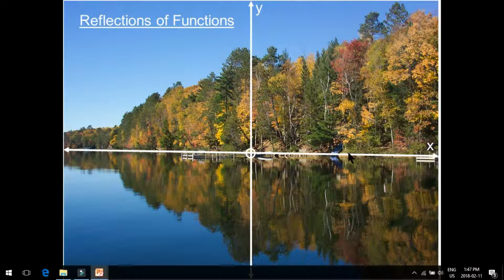And let's also pretend that there's a groundhog right here at the shoreline taking a drink. The groundhog is touching his own reflection. So that's just an important note that we'll refer back to. This is a reflection in the x-axis.